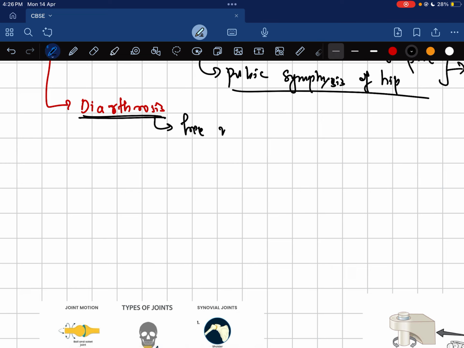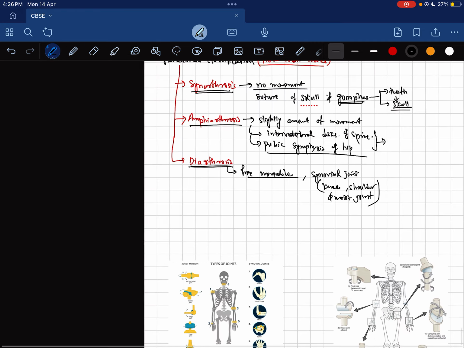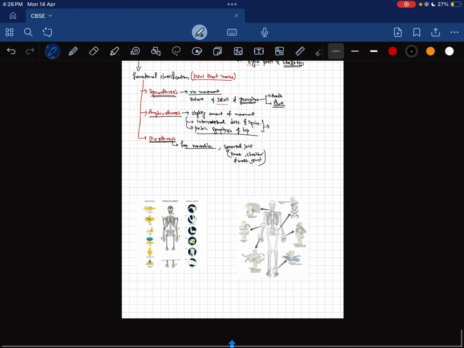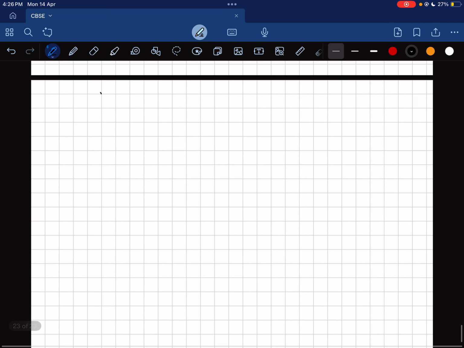Diarthrosis is freely movable, like synovial joints. Synovial joints include the knee joint, shoulder, and wrist joint. Then our other classification, besides the functional one, is the structural classification.